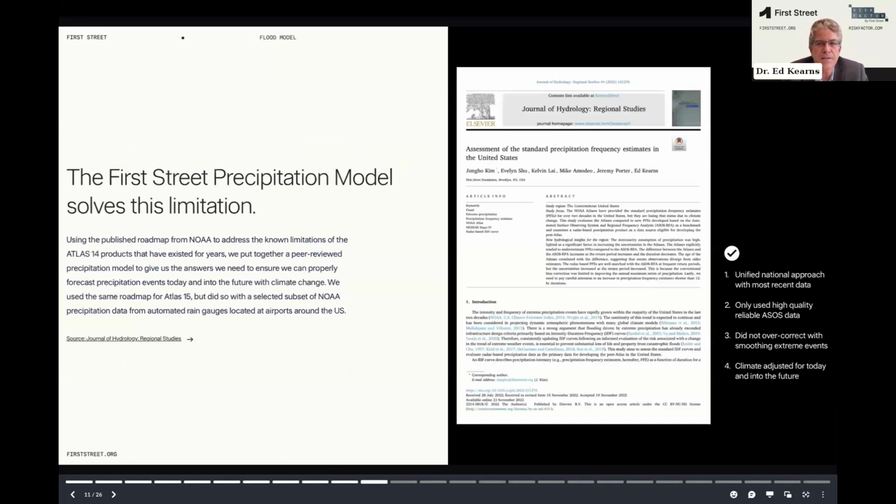So this precipitation model that Dr. Jung Ho Kim at First Street had created is very valuable to us. Again, it's been published. It relies on NOAA's method for how they had created Atlas 14. It uses high quality NOAA data from their automated surface observing systems. And then like I said, uses a very similar method to create new estimates of precipitation intensity, duration, and frequency that we can use to drive our flood model. So Dr. Kim did this by examining the last 20 or 30 years of data and considering it to be separate, distinct from previous records.